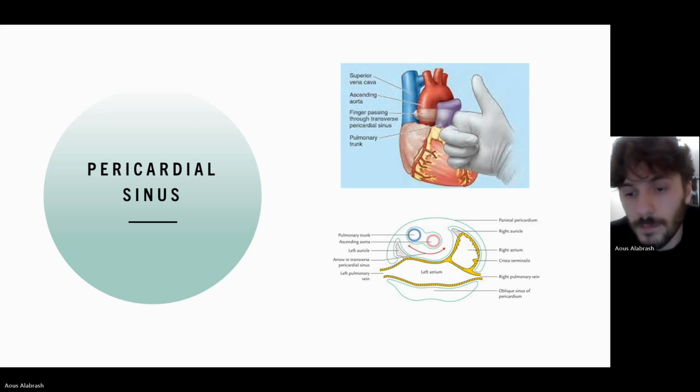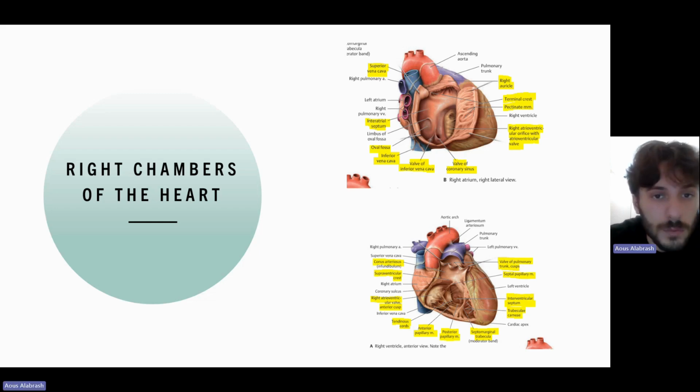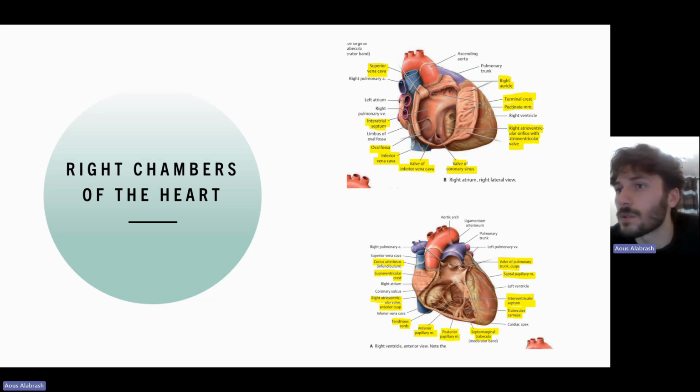So then we have the chambers of the heart. I'm going to start off with the right and then go to the left. Sorry, one second, because the presentation is really small here. I have it opened on my other laptop so I can see the pictures bigger. Okay, so starting off with the right atrium.